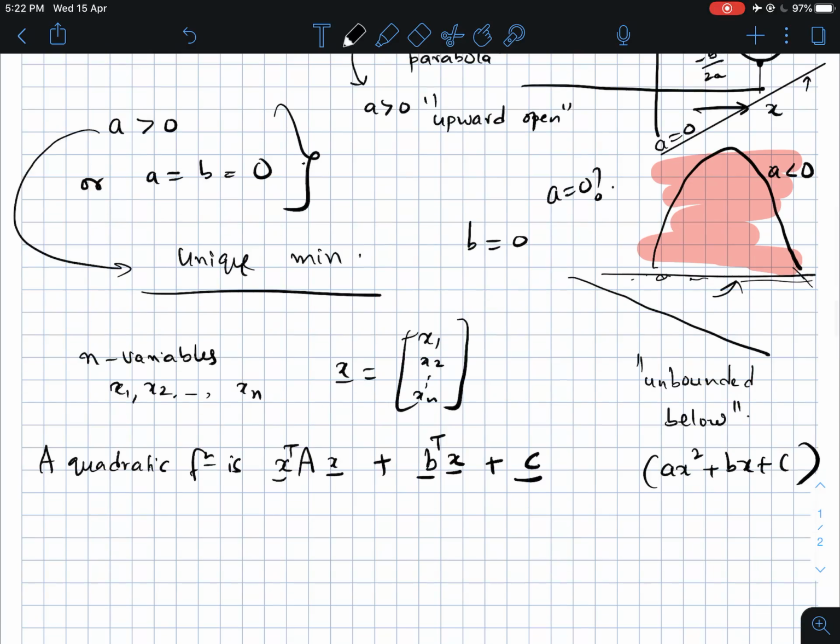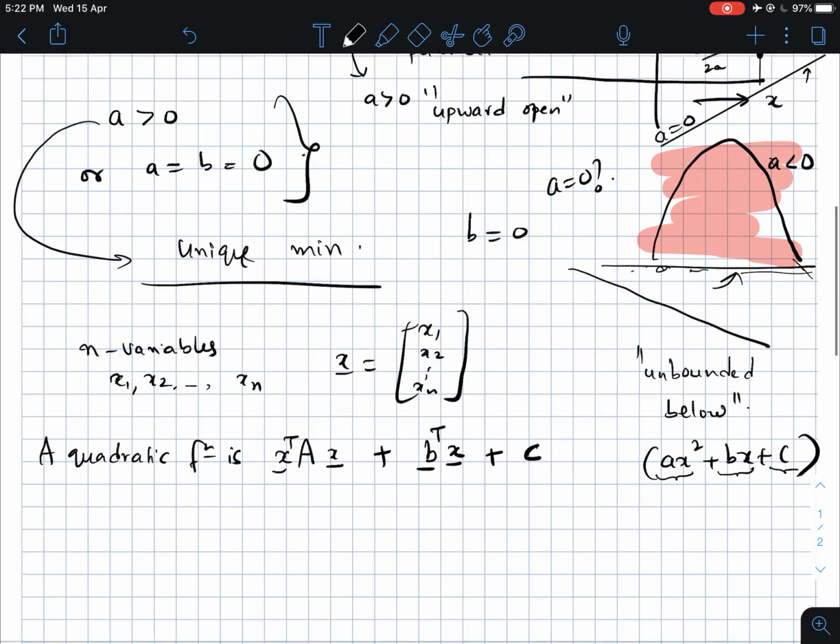Here you have x transpose Ax. So the square term is replaced with a quadratic form. The linear term bx is replaced with an inner product, and the constant c stays as it is. c is not a vector, so I don't have to put an underline here. c is just scalar c. So this is a quadratic function.